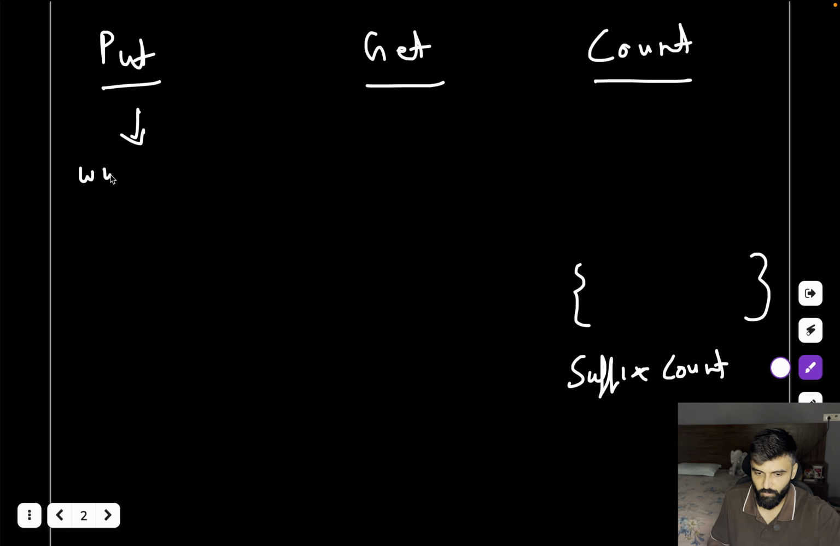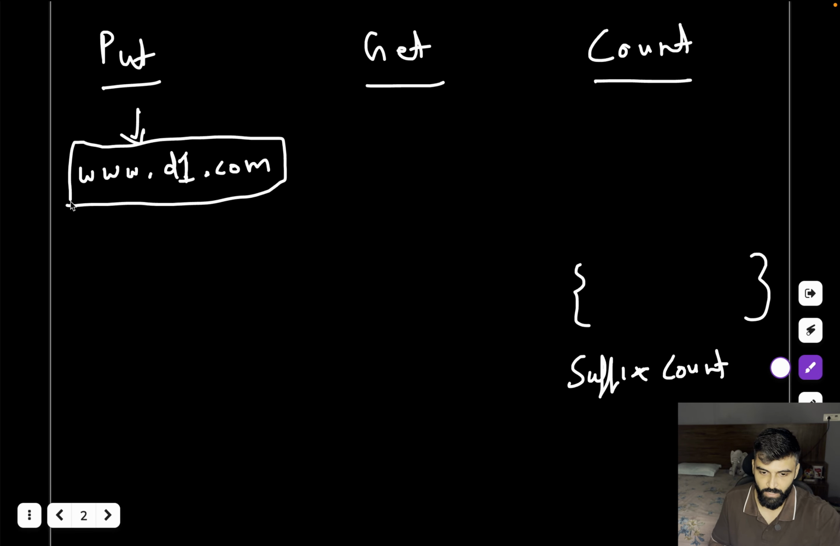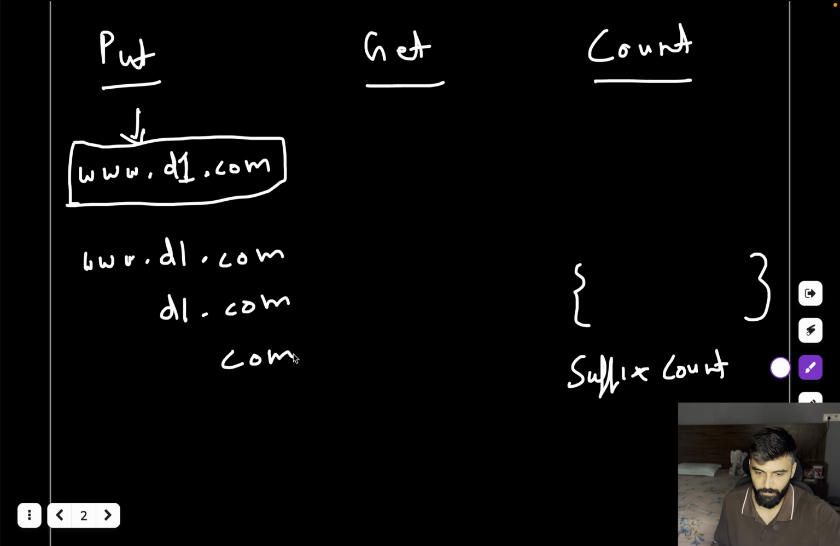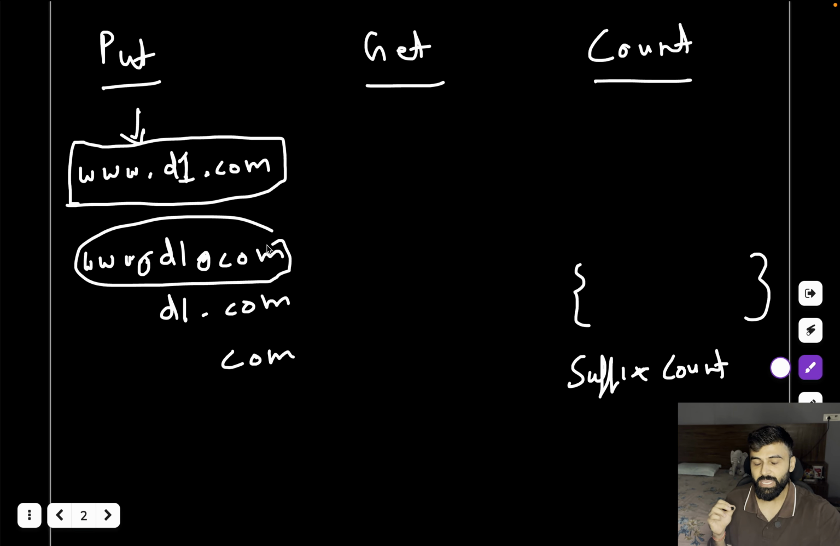So let's say I have one put operation with www.d1.com, right? So this is my domain. So how many suffixes are there in this domain? There can be 3 suffixes in this. The complete domain is also a suffix, right? And then d1.com is also a suffix, and then com is also a suffix, right? So here we'll split based on the dot, and the parts, whatever parts we are getting, these all can be my suffixes.